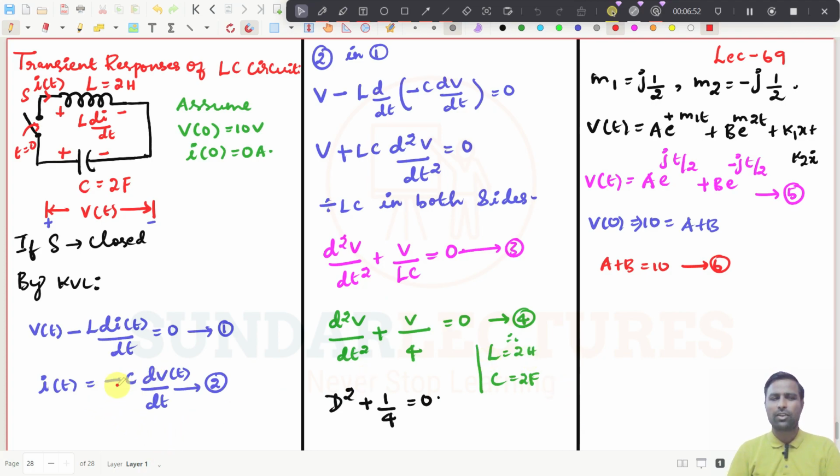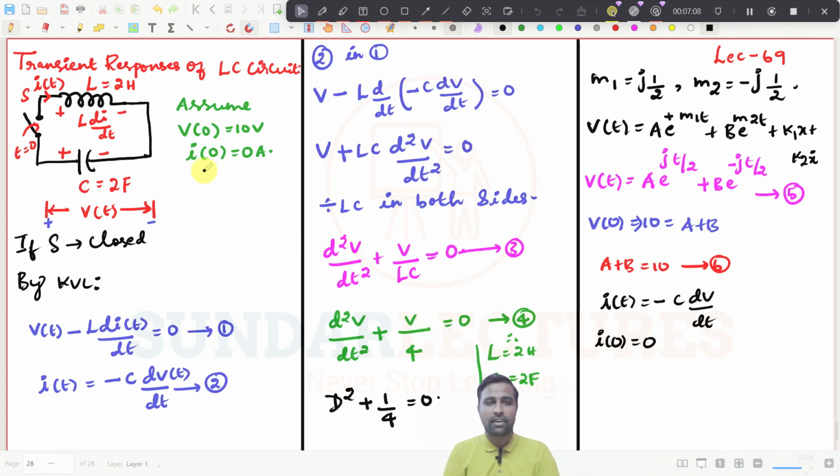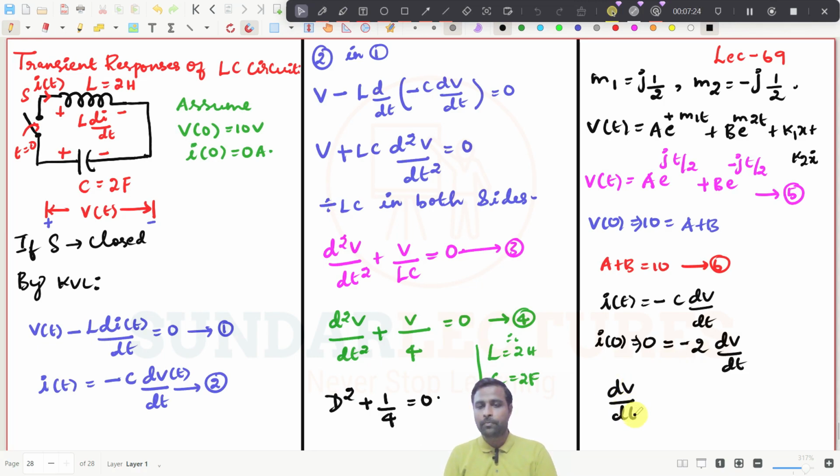It is very simple, right? We know what is i of t. It is simple to write. i of t can be written as minus c dv by dt, and we know that i of 0 value is 0. We have already taken in the initial conditions. So it will be 0. And what is the c value? It is 2. So it will be now dv by dt, and this 2 can come to this side, and dv by dt will be equal to 0. And we know what v is, right? We can substitute in this expression.